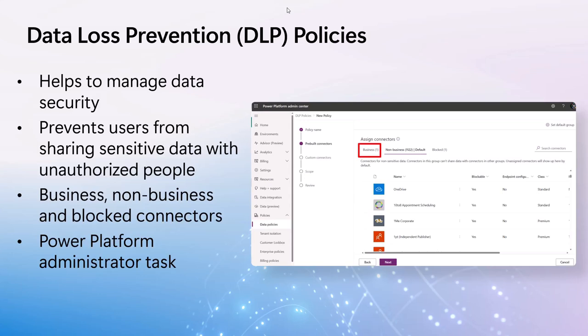Business connectors can only talk to business connectors. Non-business connectors can only talk to non-business connectors. And blocked connectors cannot be used at all within your environment. Practically speaking, this means that you couldn't have a Power Automate cloud flow that had both a business and a non-business connector included within it. And the same would be true of a Canvas app. Editing of data loss prevention policies is an administrator task and takes place within the Power Platform Admin Center. And different environments can have different policies.